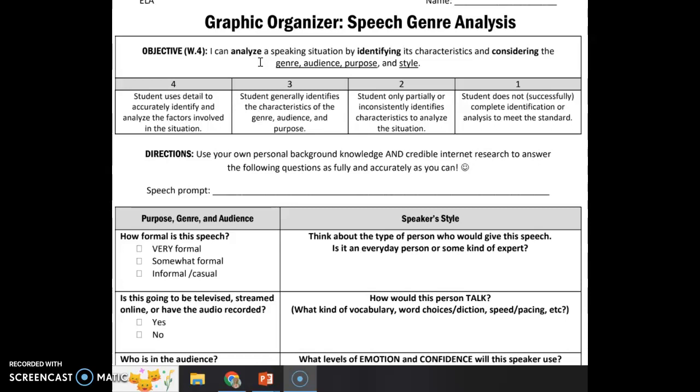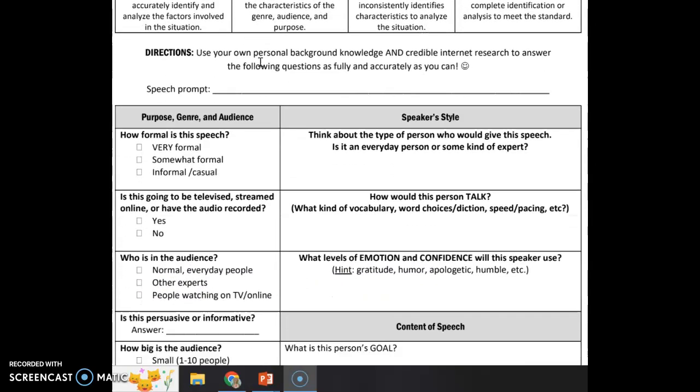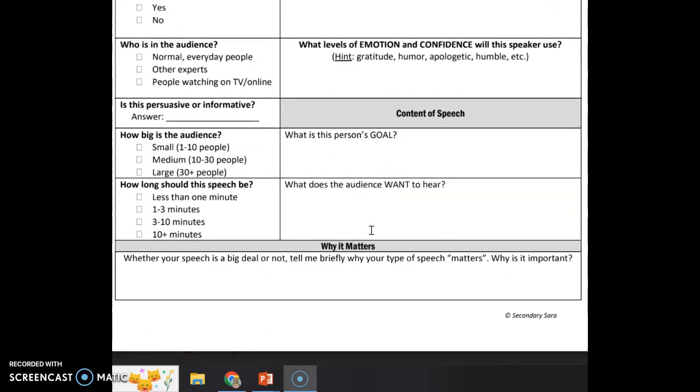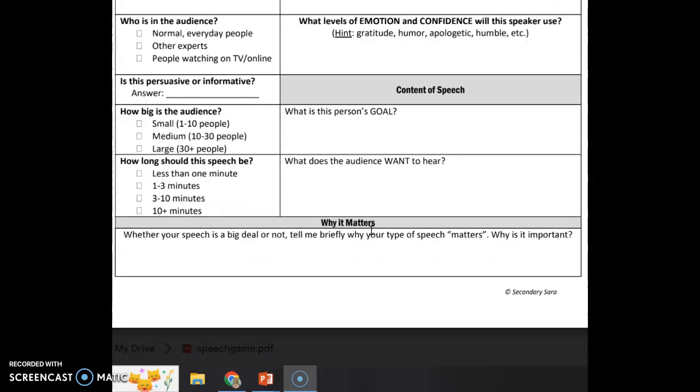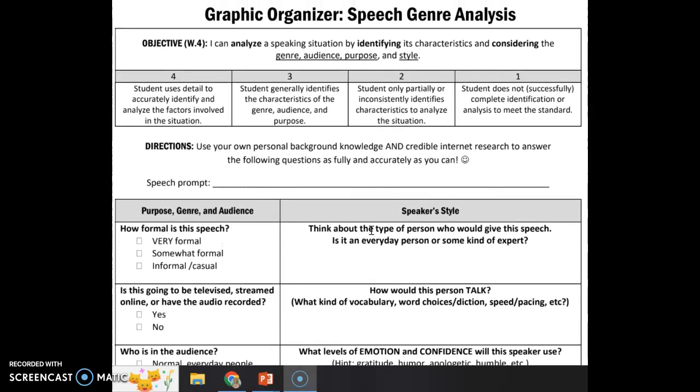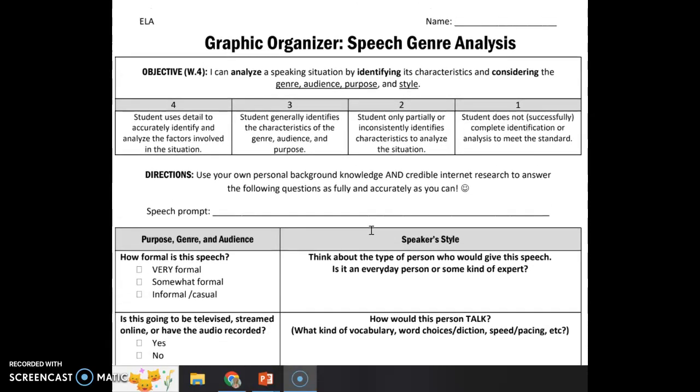Is it a more formal address? Is it more informal? Think about typing an email to a teacher versus texting your friends, okay, for levels of formality there. So this helps you just break it down. Speaker style, the content of the speech, why this speech would be important. Okay, so this will help you break down and make sure you've got that focus so that we can start preparing to write them.